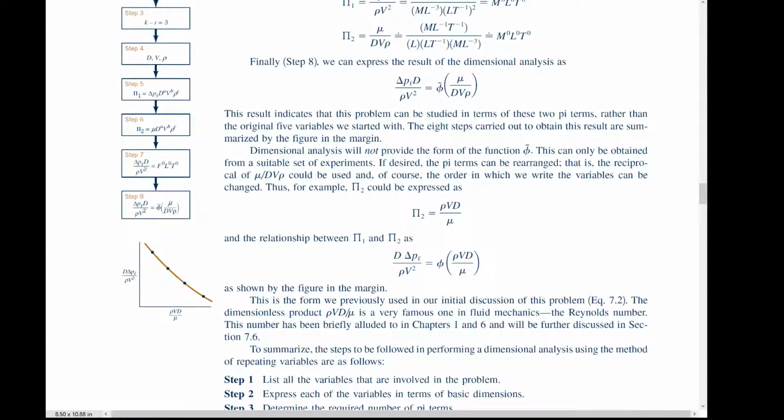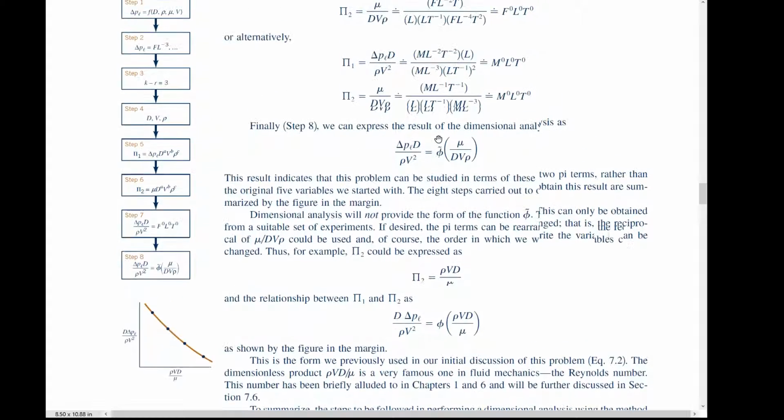All right, so finally, step 8. We can express the result of the dimensional analysis as delta p sub L d over rho v squared equals phi tilde times mu over d v rho.